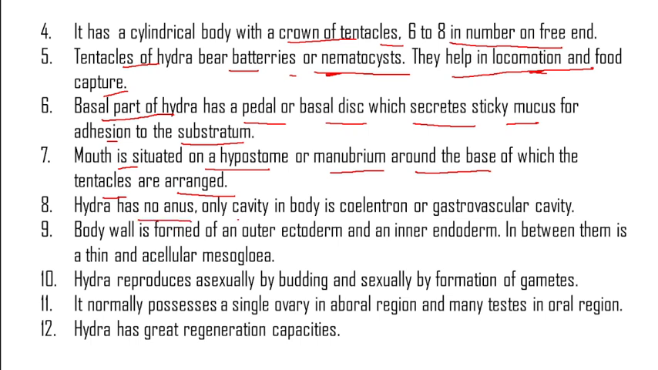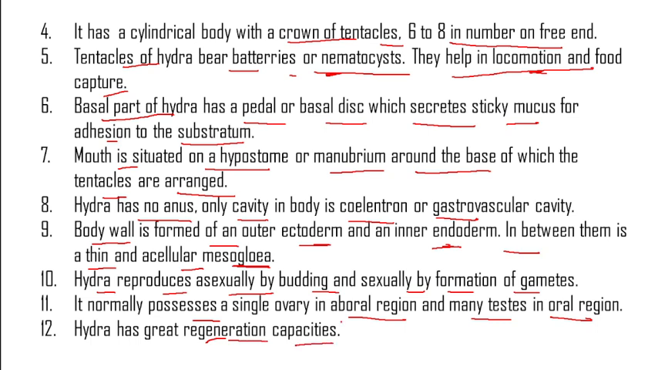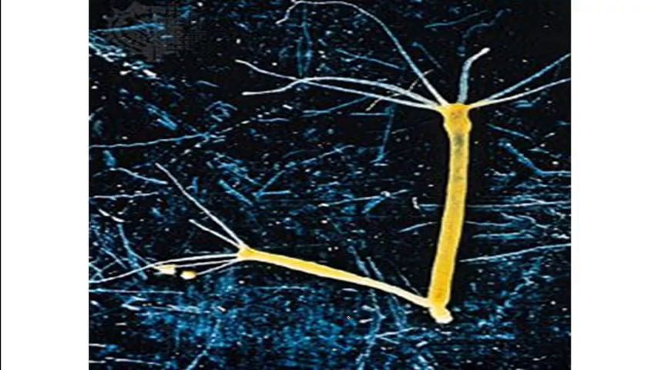Hydra has no anus, the only cavity in the body is the coelenteron or gastrovascular cavity. Body wall is formed of an outer ectoderm and inner endoderm. It is a diploblastic animal, so ectoderm and endoderm are present, mesoderm is not. In between them is a thin and acellular mesoglea. Hydra reproduces asexually by budding and sexually by formation of gametes. It normally possesses a single ovary in the aboral region and many testes in the oral region. And it has a high grade of regeneration capacity. If you cut it, it regenerates again.